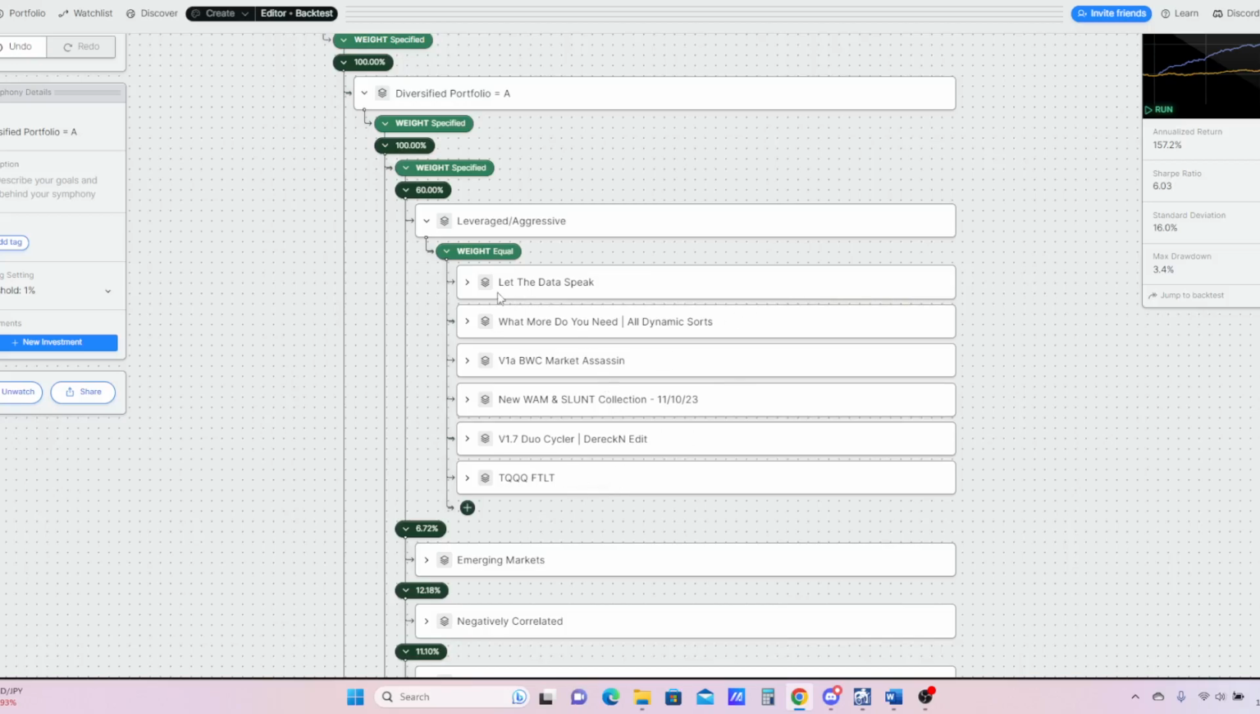So these are pretty much all equities. Some of these are like 3x leveraged China. Some of them are in LabU, which is like a biotech leveraged ETF.